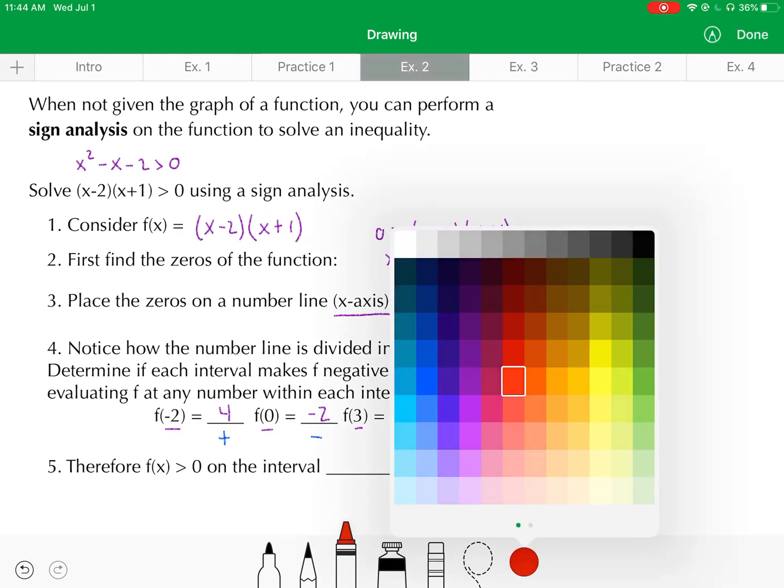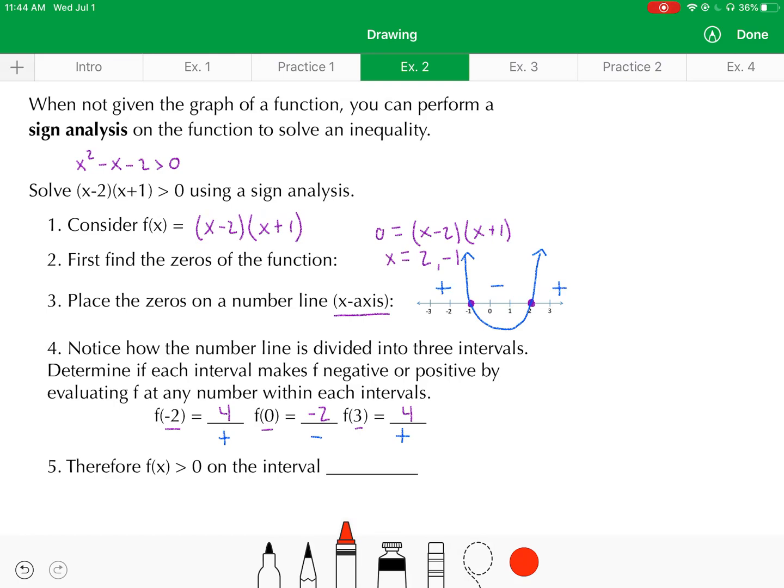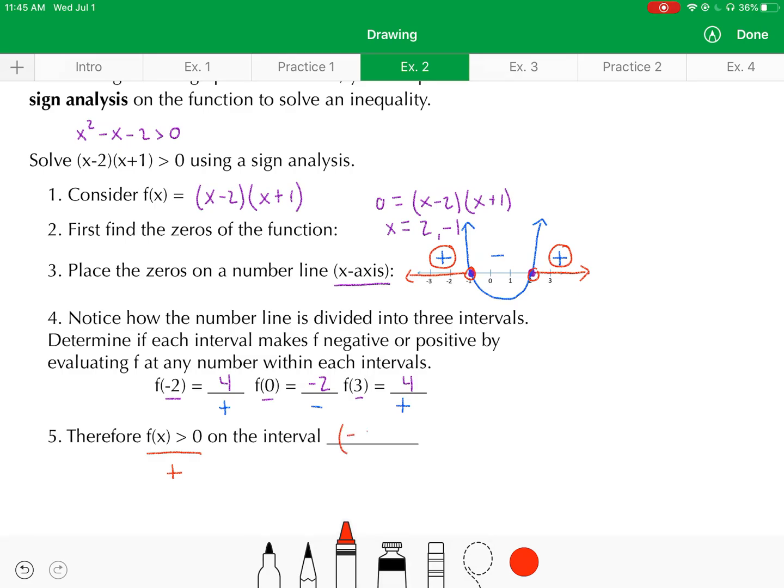I just need to use the sign analysis, the picture that I've drawn here, to reason out when is f of x greater than 0. Now, greater than 0 implies positive values, right? Well, the positive values are in this interval and this interval, which would be from -infinity to -1, as well as from 2 to infinity. So I could write my solution in interval notation like this, or you could also write an inequality. I'll leave that up to you.